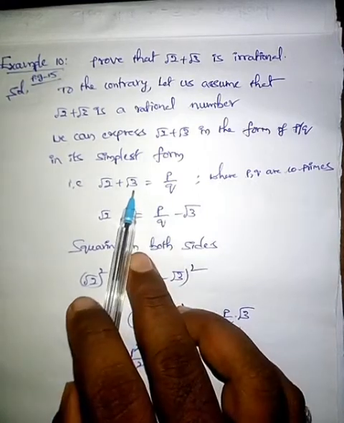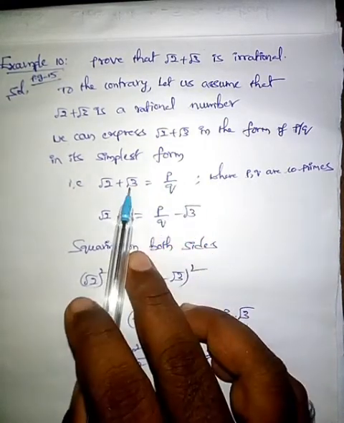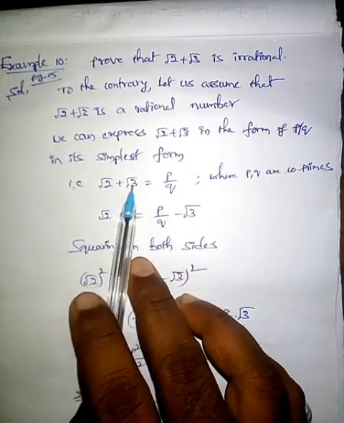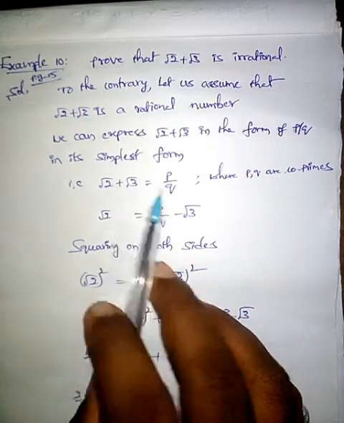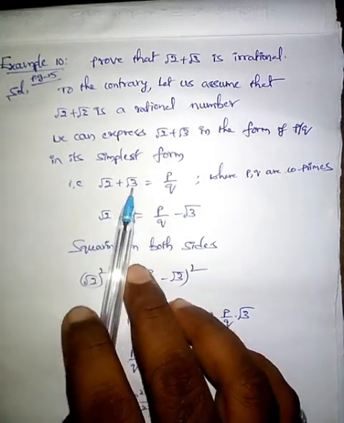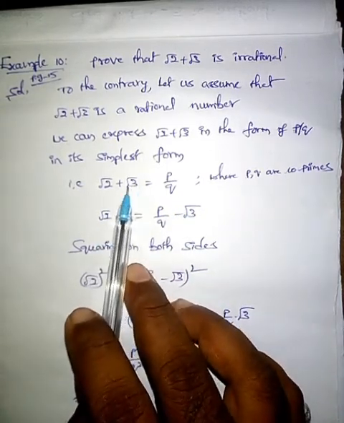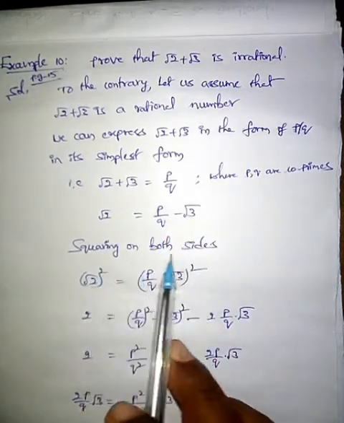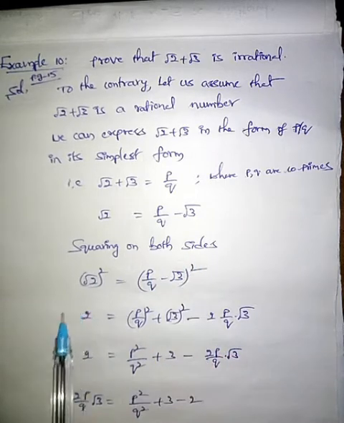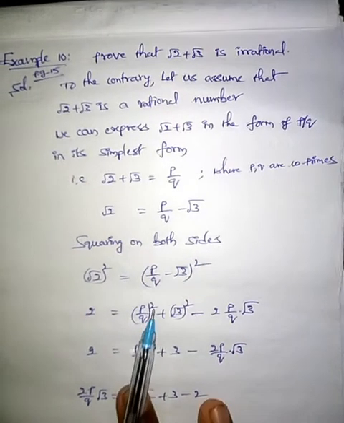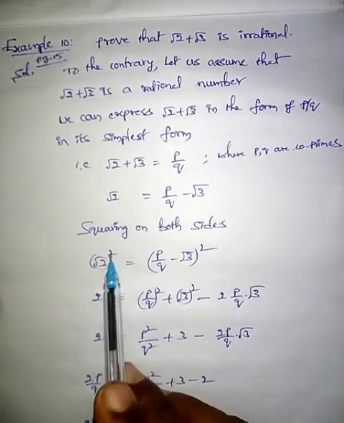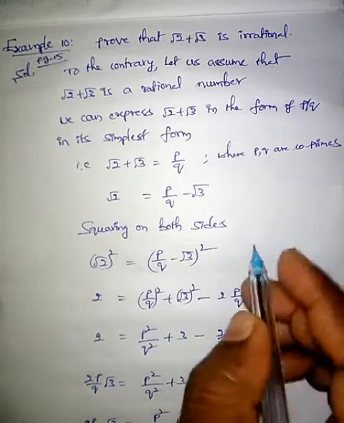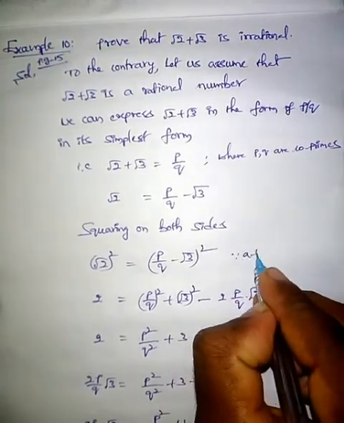Now transpose any one value. You can choose any one, you can transpose root 2 or you can transpose root 3. Here I transpose root 3 value from LHS to RHS. So you can get root 2 equal to p by q minus root 3. Now squaring on both sides, you will get root 2 whole square equal to p by q minus root 3 whole square.